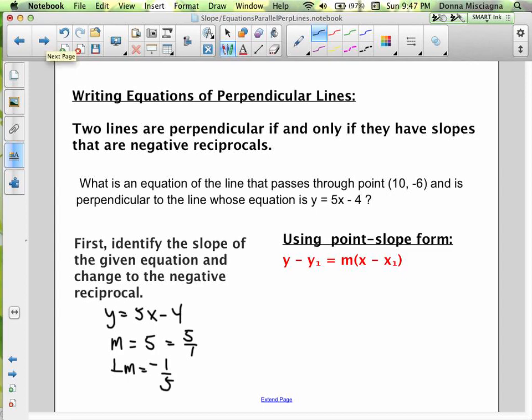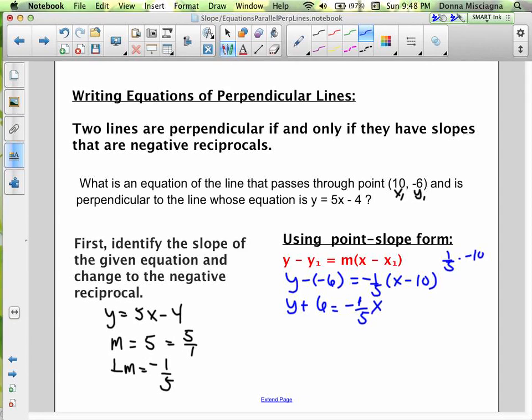Now we're just going to substitute our point and our slope into the point-slope form. I'm going to switch colors. It's boring using one color. So y minus -6 equals, was that negative? Yeah, -1/5 times x minus 10. Let's simplify that as double negatives. y plus 6 equals -1/5 x. Now -1/5 times -10.